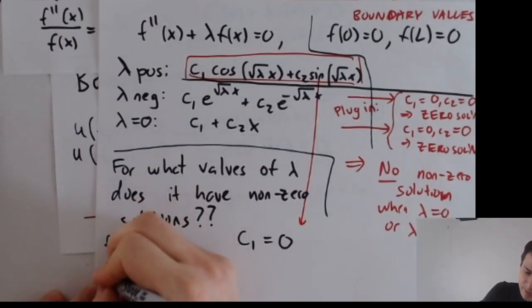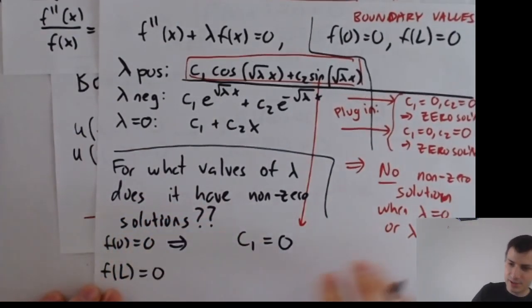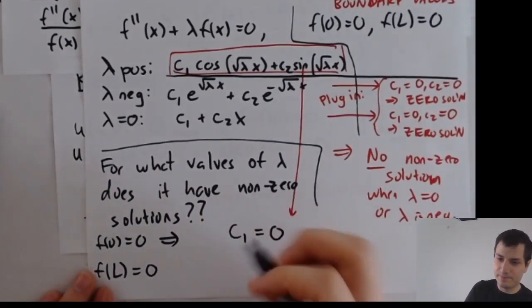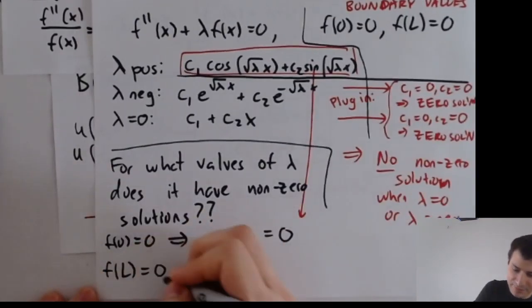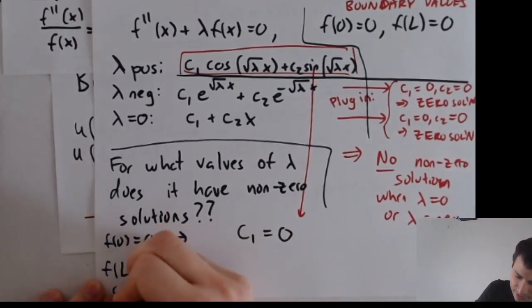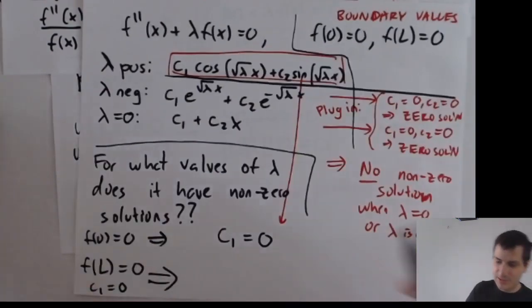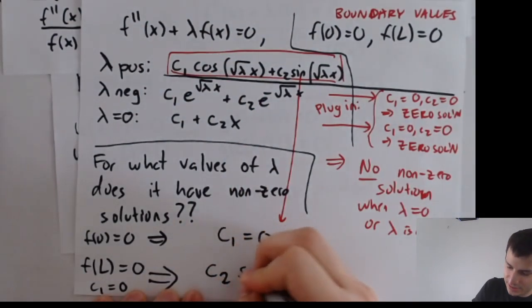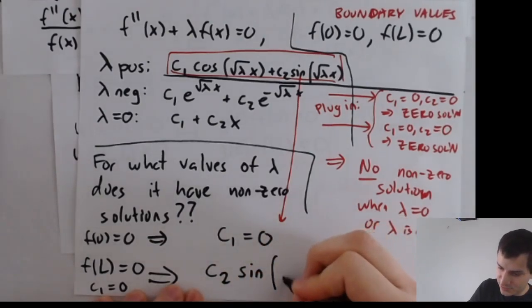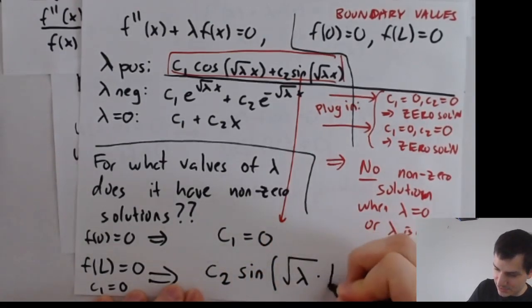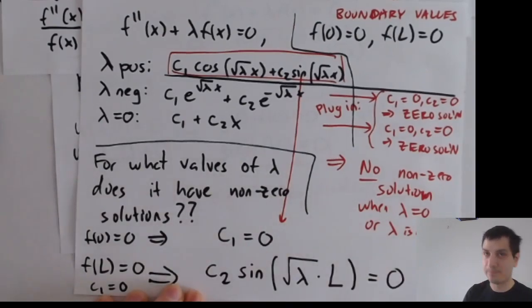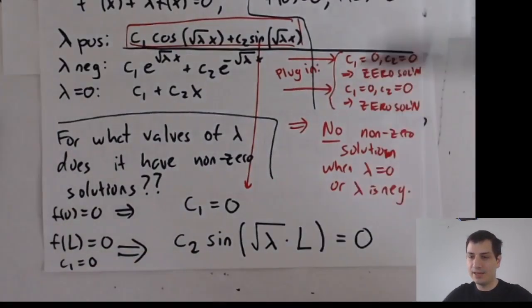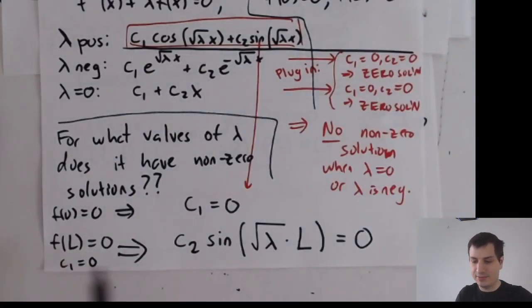And if you plug in f of L equals 0, okay, I'm going to plug in f of L equals 0 and C1 equals 0. So because C1 equals 0, there is no cosine term. So you just get C2 times the sine of square root of lambda times L equals 0. That's what we got. I plugged in x equals L into this equation. I plugged in C1 equals 0, so there's no other term.